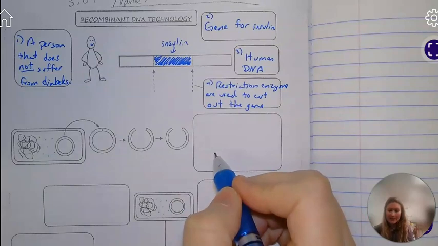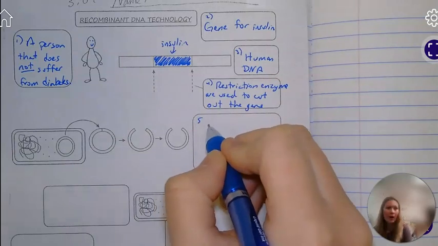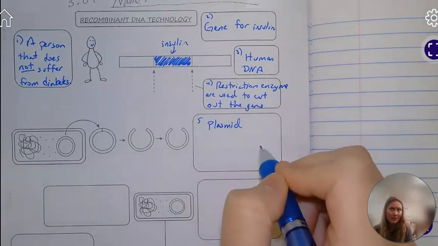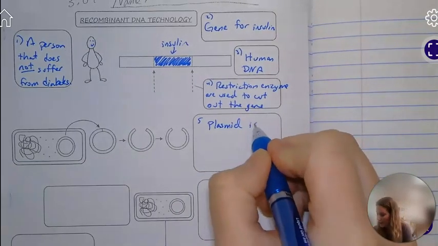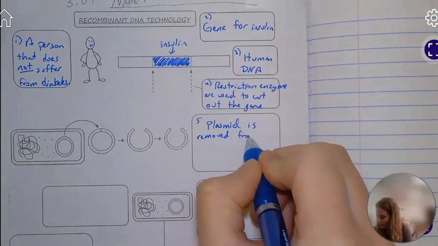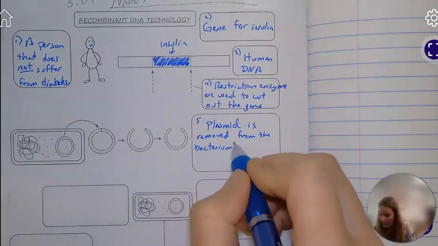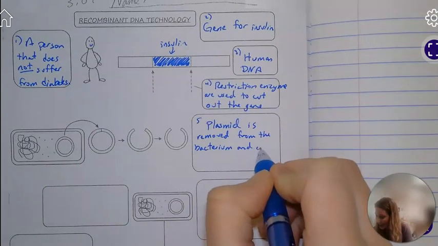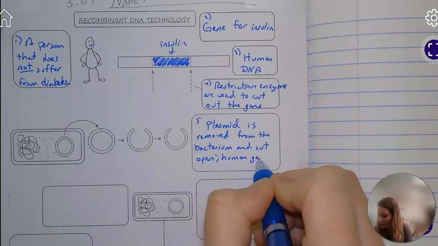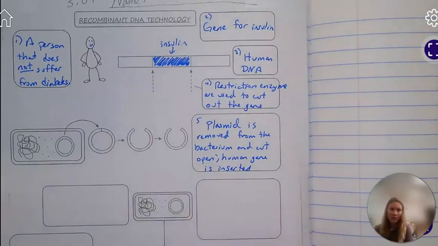Then we come down to our bacteria. From our bacteria, their DNA, which is a plasmid, what we call the DNA for our bacteria. So the plasmid is removed from the bacterium and it is cut open. And then the human gene is added in or is inserted.